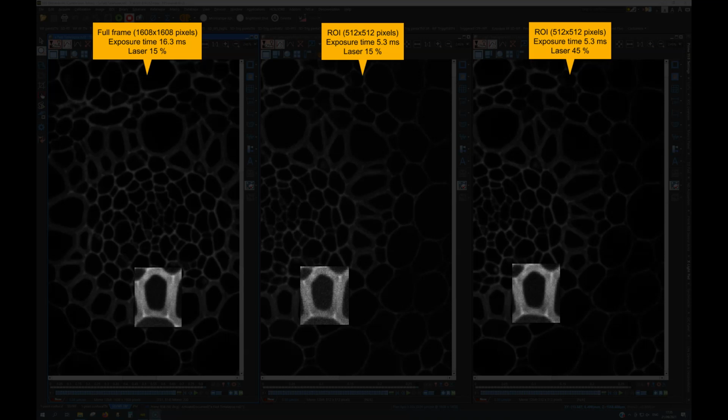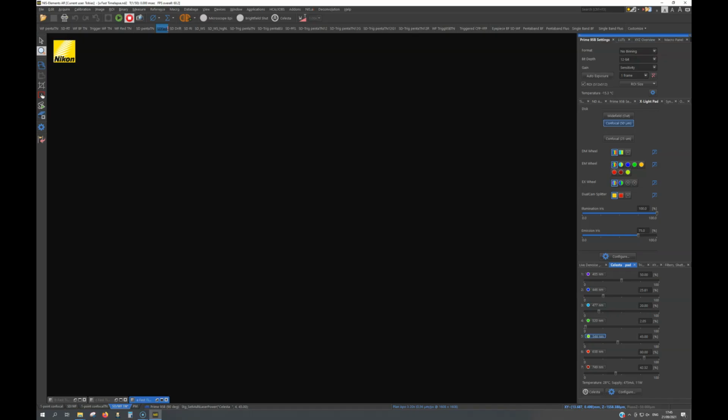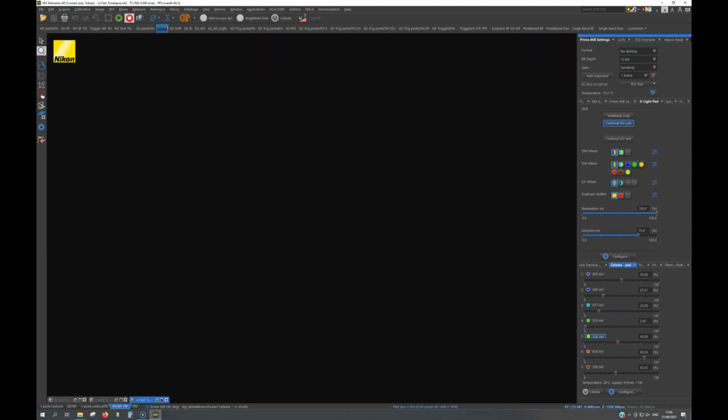Qualitatively, we can see that the signal-to-noise ratio decreased when we decreased the exposure time, but we could increase it by increasing the emission using a higher laser power. We will now acquire a set of images with high laser power and longer exposure time. For this set, we'll keep our last setting of 45% laser power, but we will increase the exposure time to 30 milliseconds.